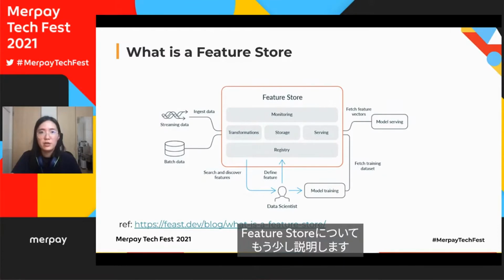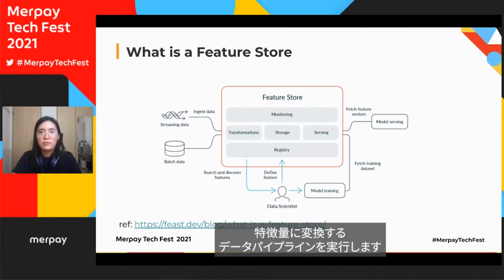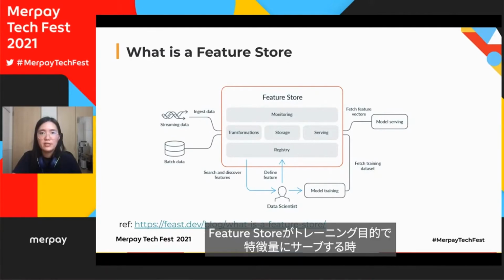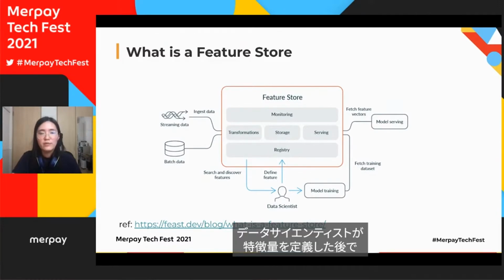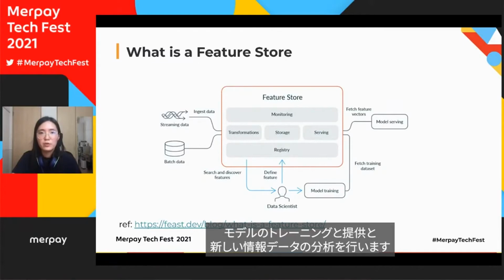Let's explain the feature store a little bit more. A feature store is an ML-specific data system that runs a data pipeline that transforms raw data from data sources into features, and it stores and manages the features by itself. Then it serves features consistently for training and inference purposes. As this graph shows, after data scientists define the features, it will transform the ingested data into vectors for model training, serving, and even for data analysis.